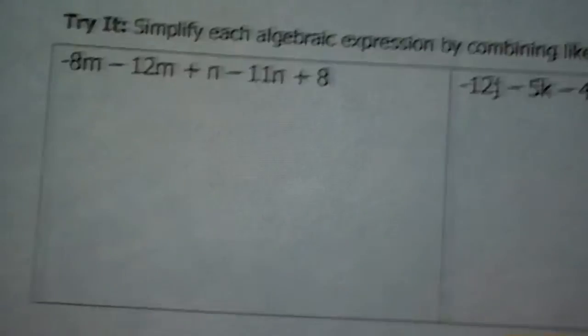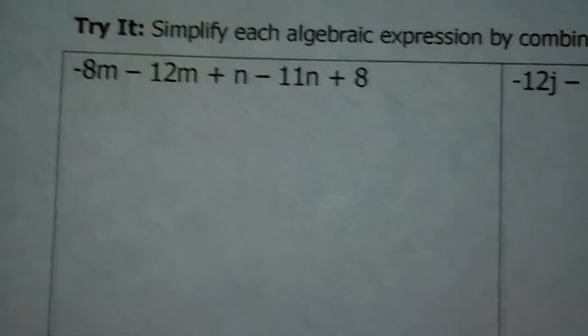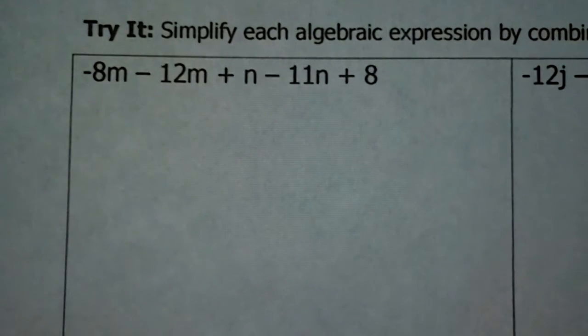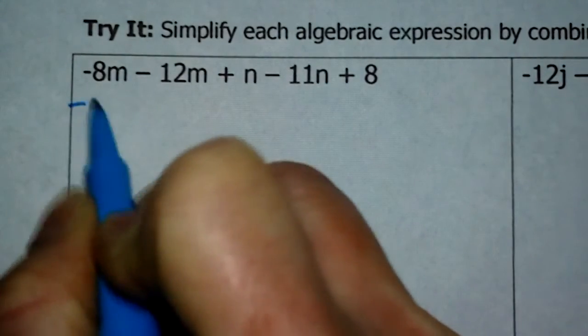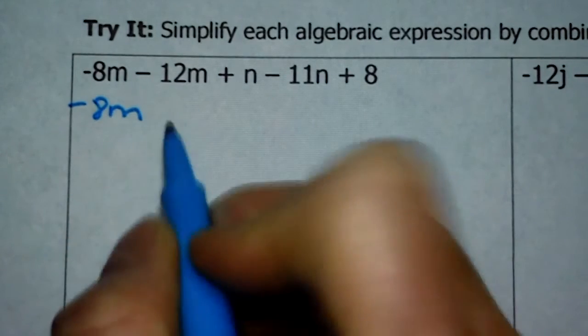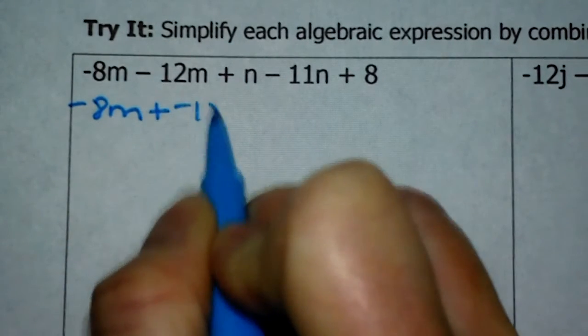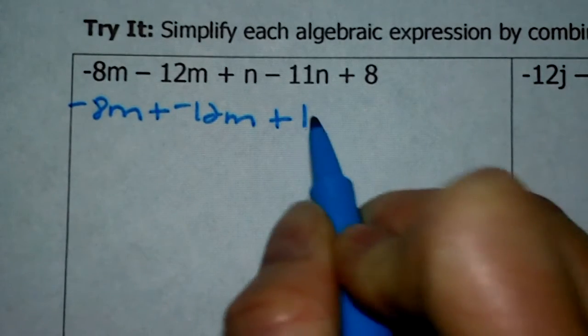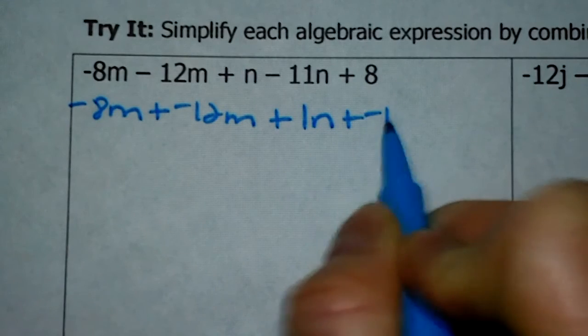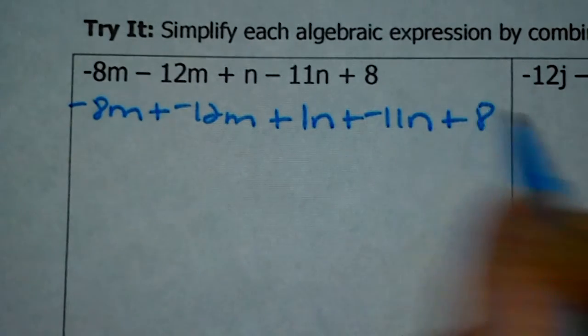We've got several expressions to work with here. So first off, step 1 says I'm supposed to keep change and place a 1 in front of any variable that doesn't have a coefficient. I'm going to go ahead and place a 1 in front of my variable that doesn't have a coefficient right off the bat as well. So I'm going to rewrite this. This would be negative 8m. It says minus 12m, which would become plus negative 12m. Plus, there's an n all by itself. It means I have one n. Plus negative 11n plus 8.